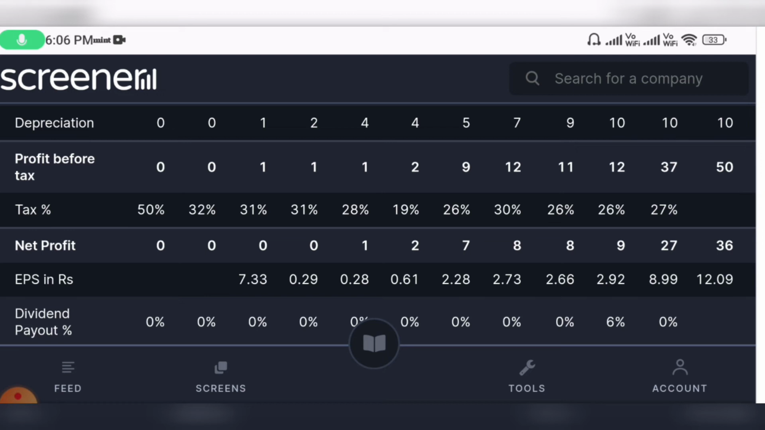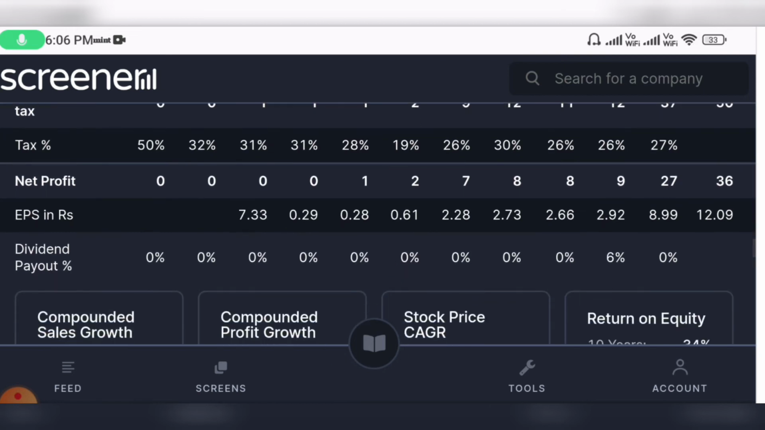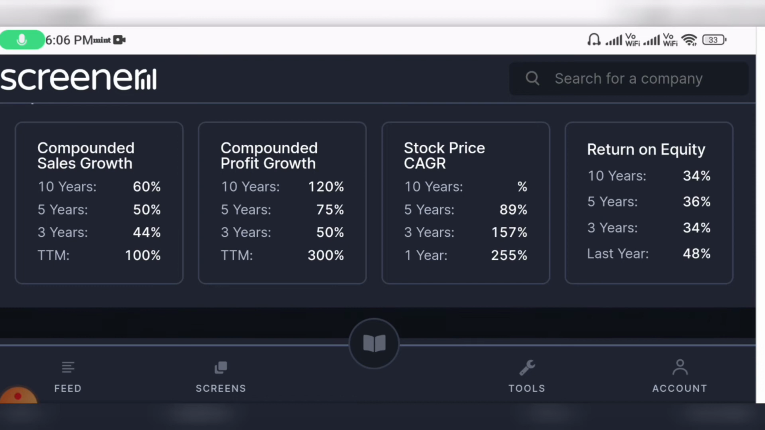So it's good. And then the profit before tax, it's exponentially increasing every year, and it has already impressed me. And then you can look at the same thing in the net profit. Now here you can see the sales growth, and then the profit growth, stock price CAGR, and return on equity. So you can observe this, all the figures are simply brilliant.